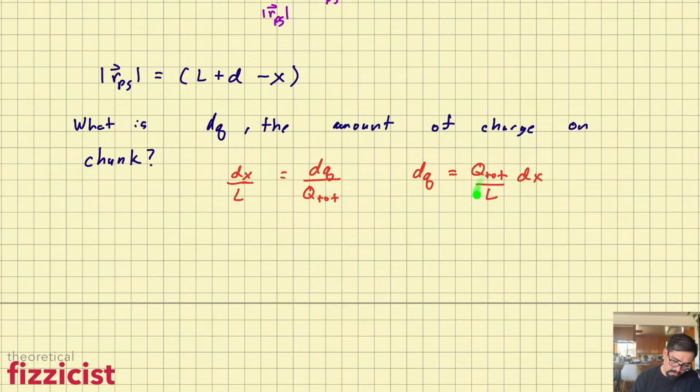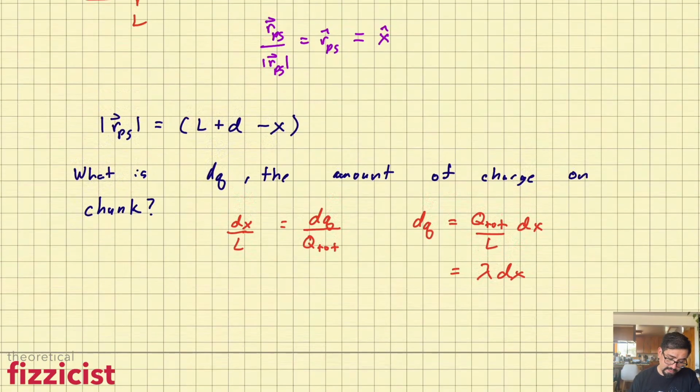But take a look at the units on Q total over L. Q total over L has units of coulombs of charge divided by L meters. But that must be what we mean by the linear charge density lambda. So indeed, we get the charge on our little chunk as lambda dx.